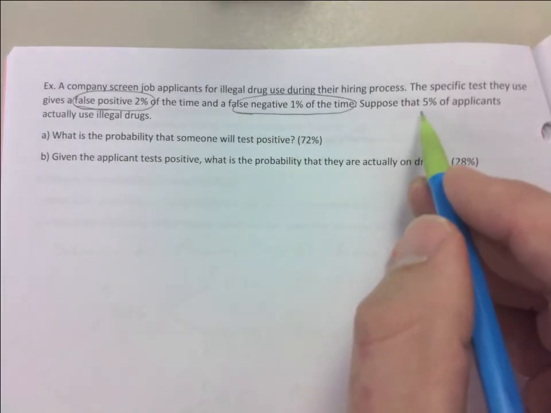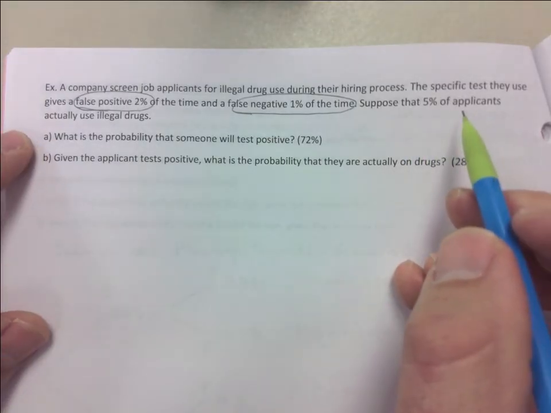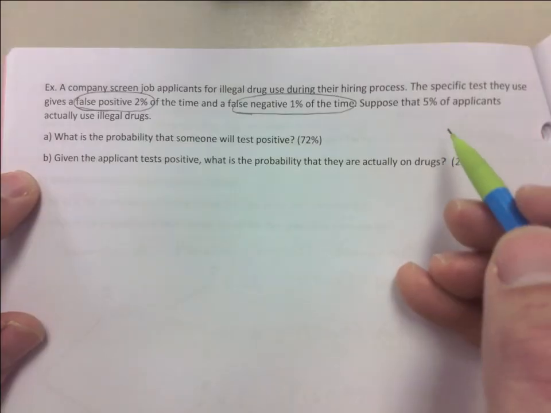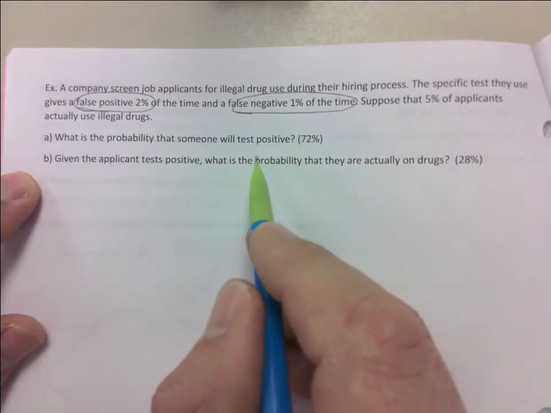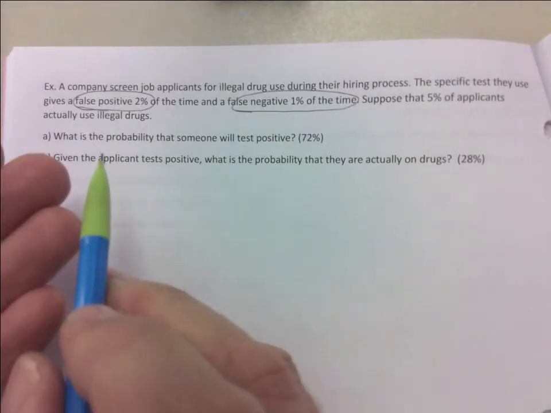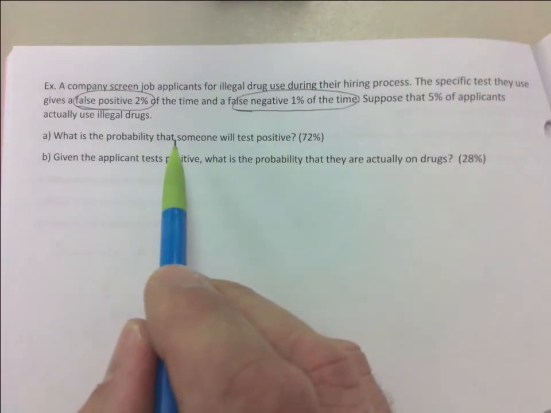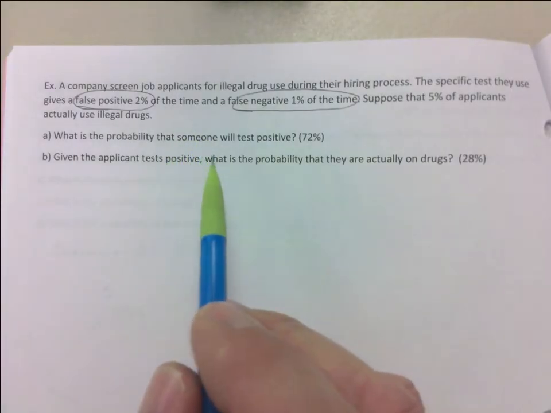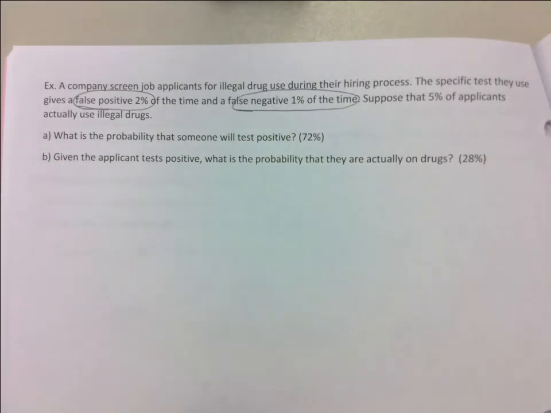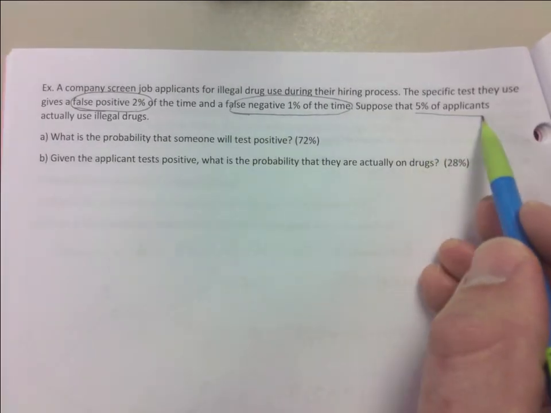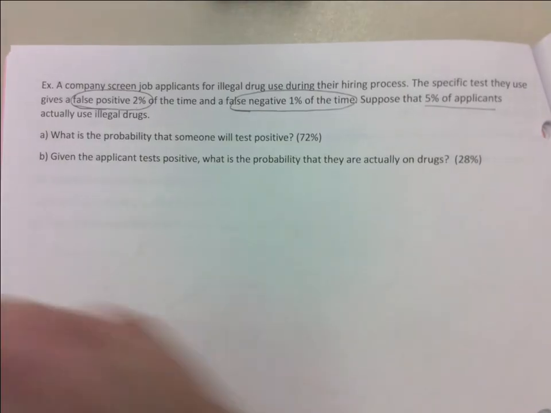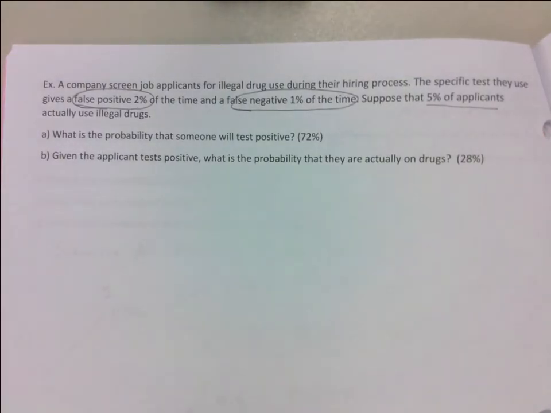Suppose that 5% of all applicants actually use illegal drugs. What's the probability that someone will test positive? Now, I'm hoping that you will realize, wait a minute, usually I will tell you, do a tree diagram. But even right now, we're in this section anyway. So what happens first? What needs to happen first before the test can be either false positive or negative? You need to actually have drugs in your system, right?